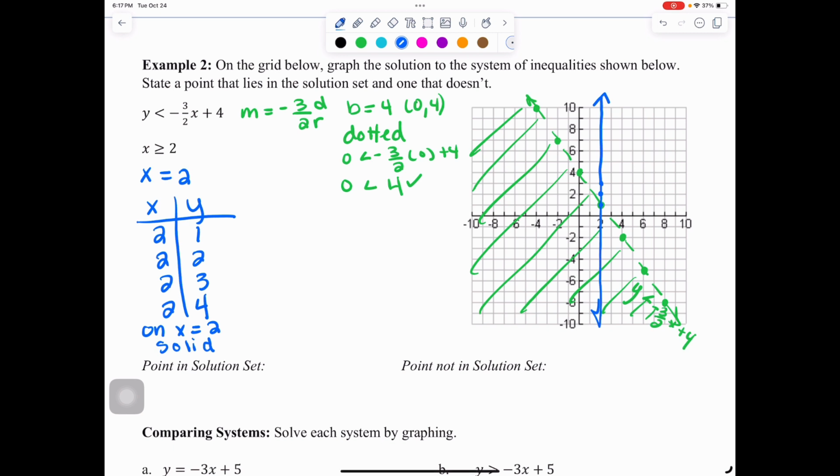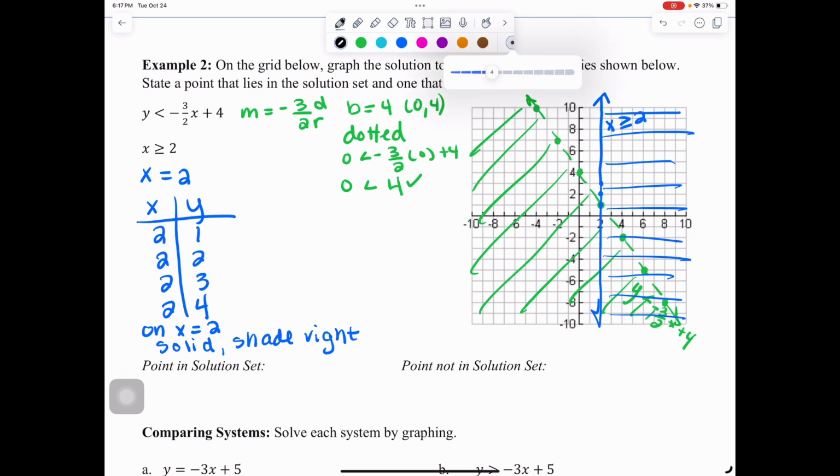And because it said x is greater than or equal to, we are going to shade to the right. That's where all the values will be greater than or equal to an x value of 2. And then, of course, we are going to label it with x is greater than or equal to 2. Now, we want to mark our solution set by identifying the crisscross portion. So that's going to be this portion in here.